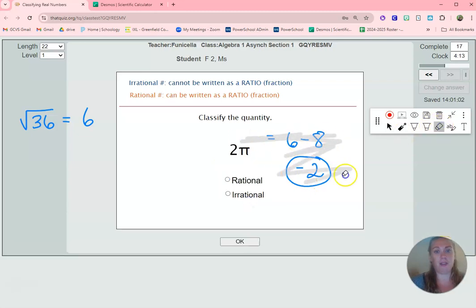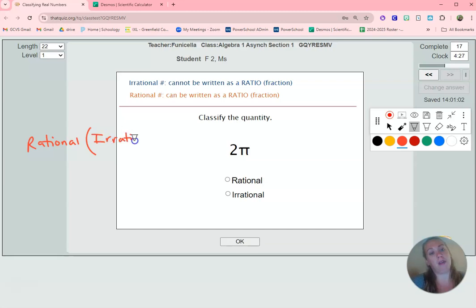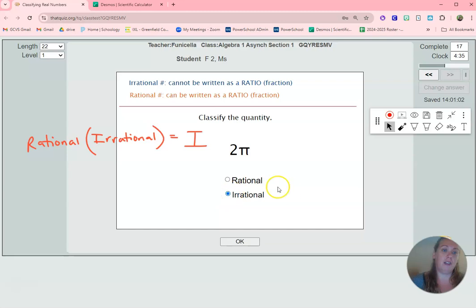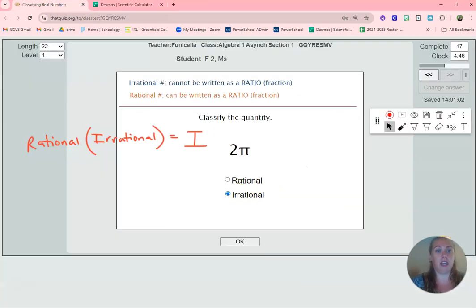I'm going to erase my screen here. So we have the number 2, and we're multiplying it by pi. So we have this rational integer of 2, and we're multiplying it by this irrational number pi. So this is going to equal an irrational product. We could test that out in the calculator too. 2 times pi gets us this big decimal with no repeated pattern, and it doesn't stop, so that is certainly irrational.